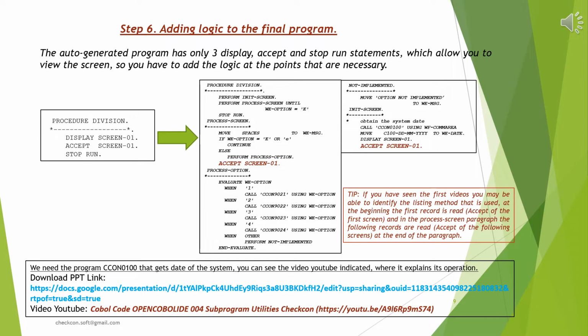We need the program CCON0100 that gets data from the system. You can see the YouTube video indicated, where it explains its operation. Tip: if you have seen the first videos, you may be able to identify the listing method that is used.